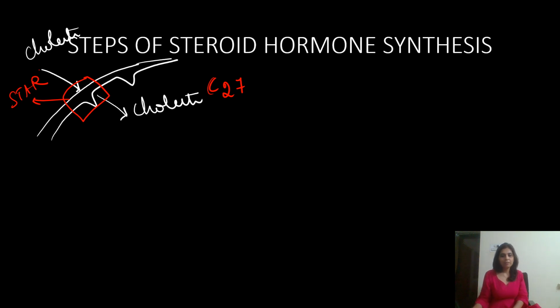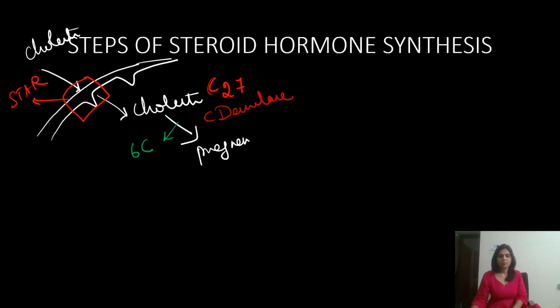And the first enzyme to act on cholesterol is cholesterol desmolase. The first enzyme is cholesterol desmolase, and cholesterol desmolase removes 6 carbon atoms. Let me show it in green color. It removes 6 carbon atoms from the C27 steroid. Thereby cholesterol is converted to pregnenolone. So the first product which you get from cholesterol is pregnenolone after removing 6 carbon atoms. So what kind of steroid is this pregnenolone? It is a C21 steroid.